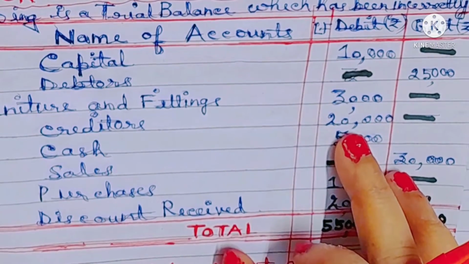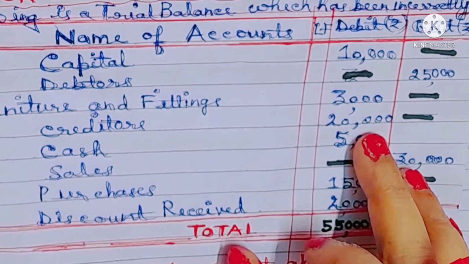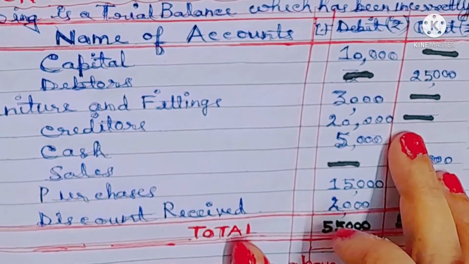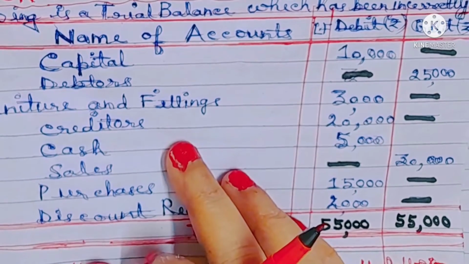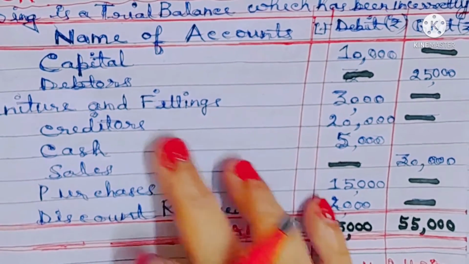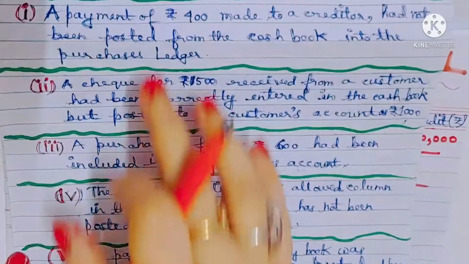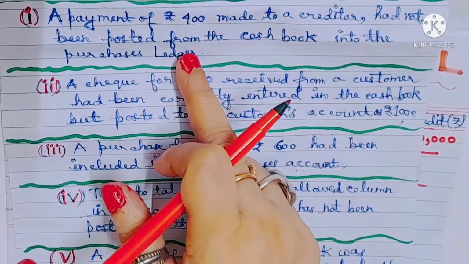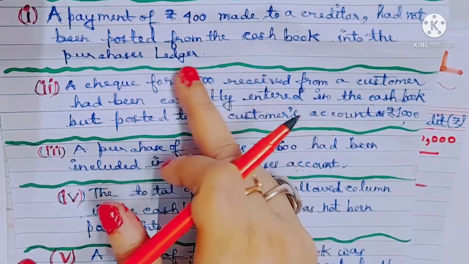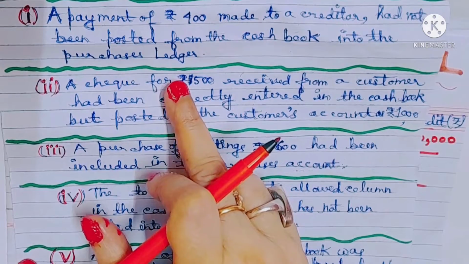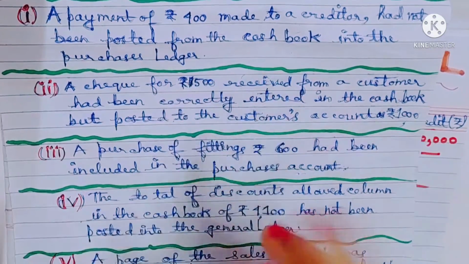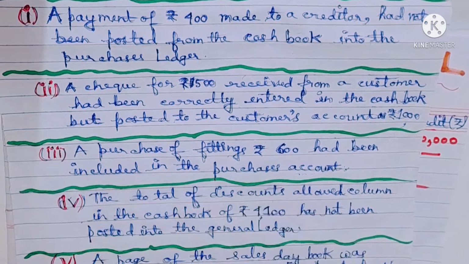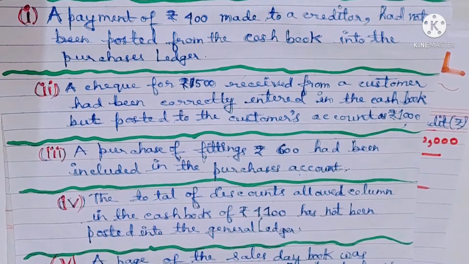It has been wrongly written in the debit column, so we have to rectify creditors. But we can't write 20,000 in the credit column. First we have to go through the adjustment. I guess there is an adjustment for creditors also. Okay. See, creditors. A payment of 400 made to a creditor had not been posted from the cash book into the purchases ledger. So creditor 400 deduct করতে ভুলে গেছে, তাহলে কি করতে হবে, creditor আমাকে 400 deduct করতে হবে.